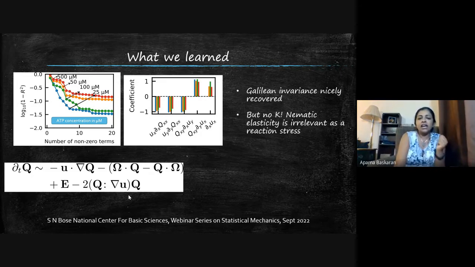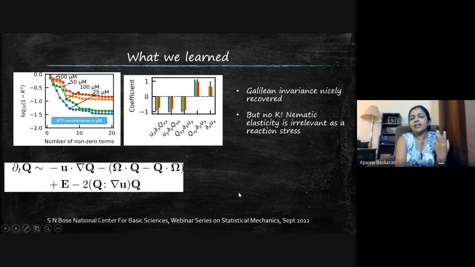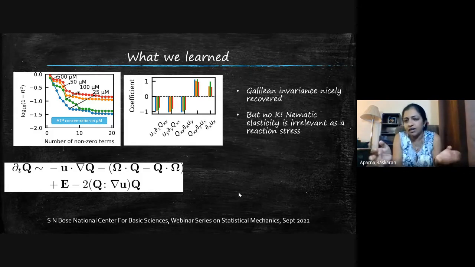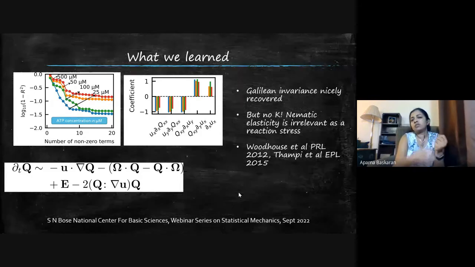But now, another thing that you can see is that the Q equation I discovered using this data does not have anything that looks like the free energy, does not have any term that comes from the free energy of a nematic. So I can't find any nematic elasticity or elastic stress or anything else like that in the data. It seems like for this experimental system, the nematic reaction stress is irrelevant. The only reaction stress that is relevant is the viscous reaction stress. So that is a new piece of information that we learned by looking at the data. And of course, we were not the first people.